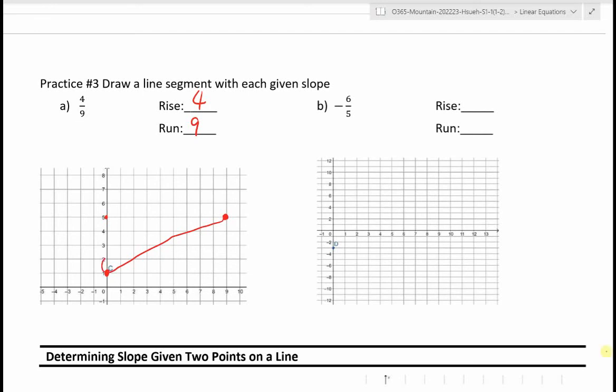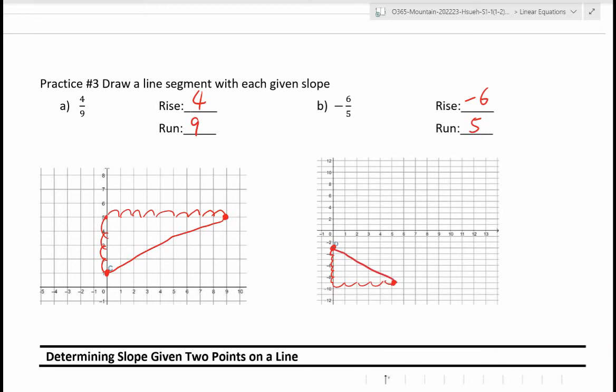Okay, you can, again, always just count. 1, 2, 3, 4. 1, 2, 3, 4, 5, 6, 7, 8, 9. Okay, same thing. The rise is negative 6. The run is 5. So from here, I'm going to go 1, 2, 3, 4, 5, 6. And 1, 2, 3, 4, 5 right here.